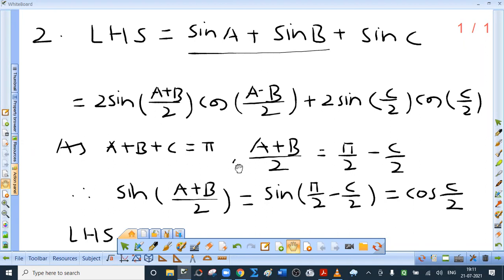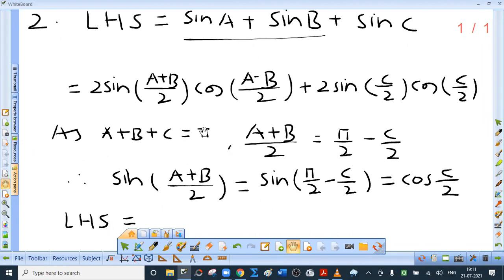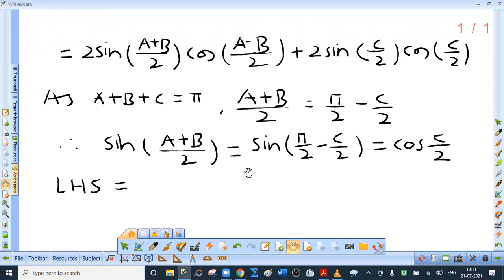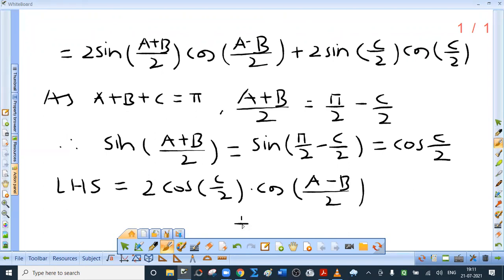Now A plus B plus C is pi. So A by 2 plus B by 2 is what? Pi by 2 minus C by 2. We have already done this. So what is sine of A plus B by 2? Sine of pi by 2 minus C by 2, which is nothing but cos C by 2. So this is nothing but 2 cos C by 2 into cos of A minus B by 2 plus 2 sin C by 2 cos C by 2. Okay.